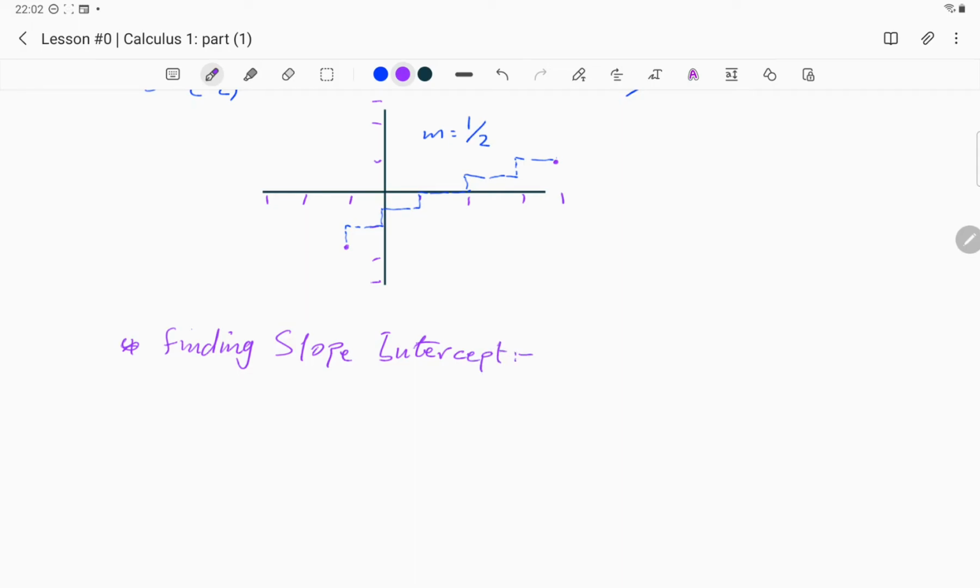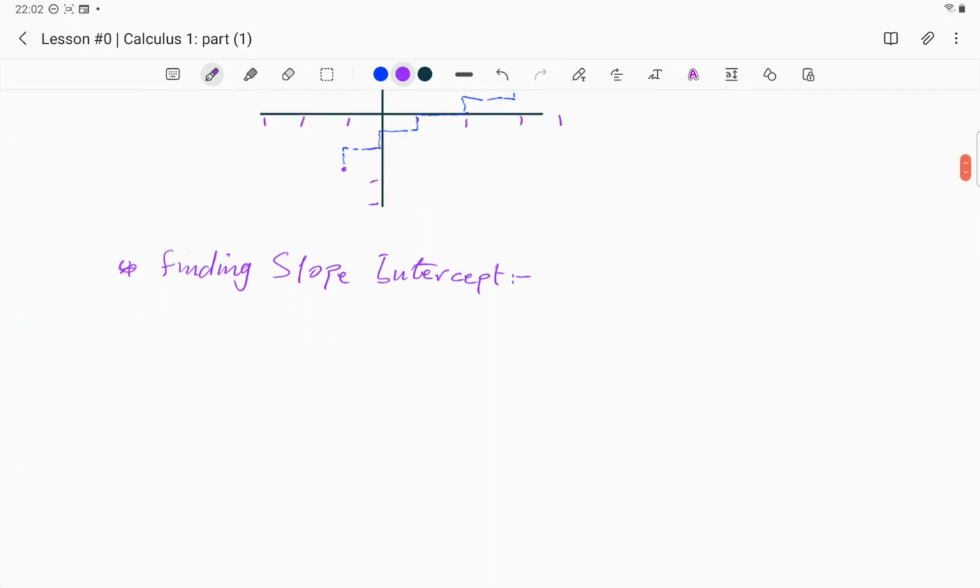That's why my handwriting is not going to be as efficient and as good.